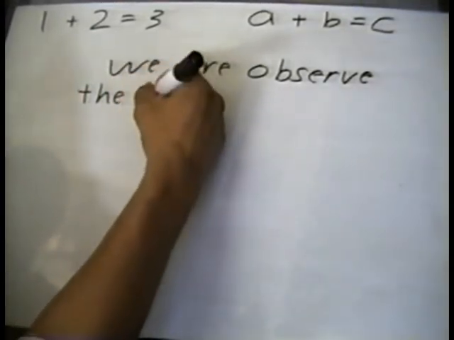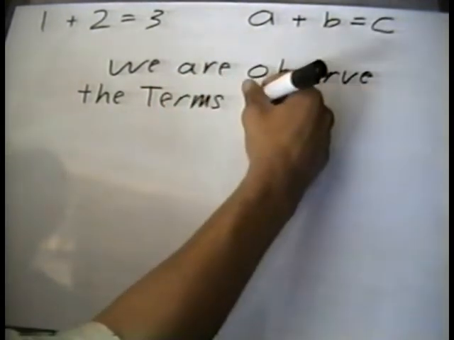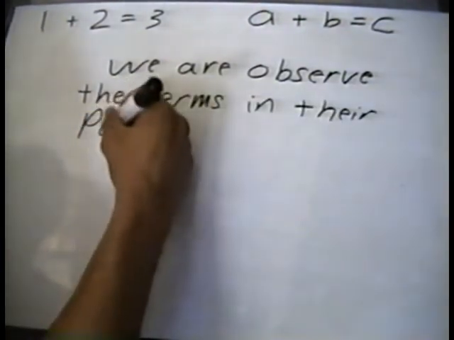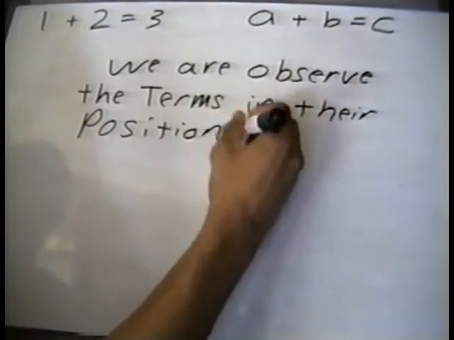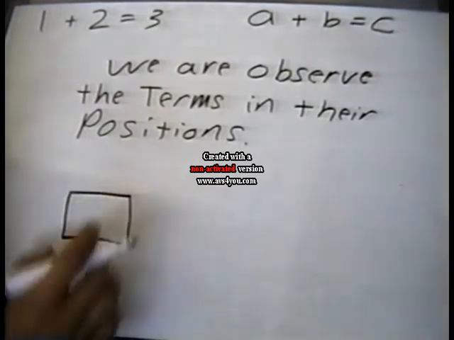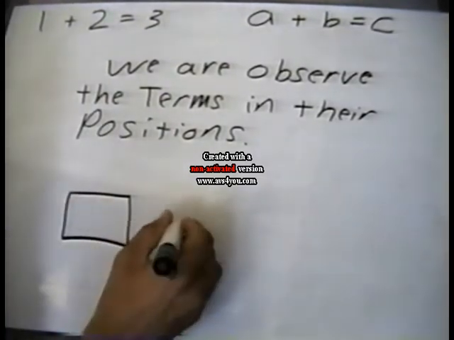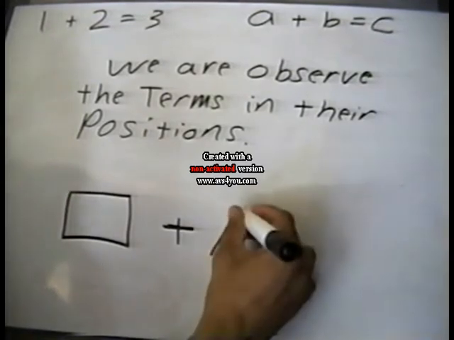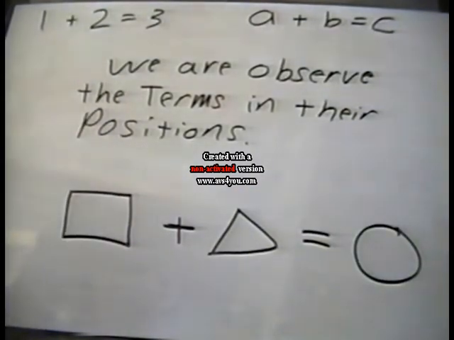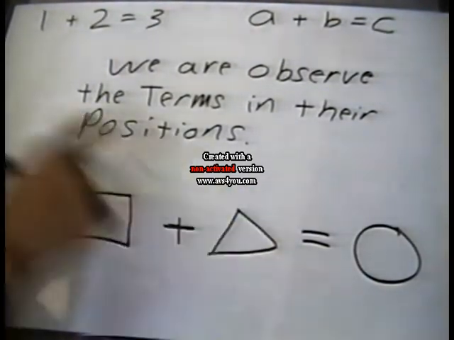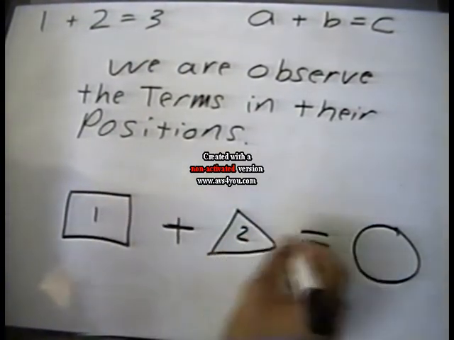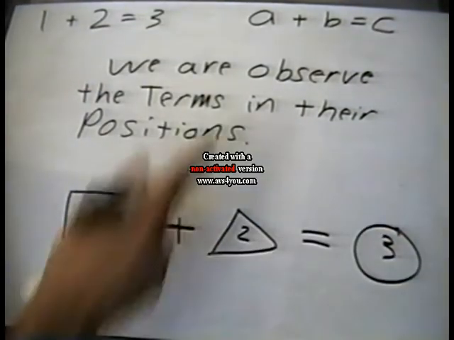So we're going to observe the numbers in their positions, or the terms in their positions. Okay, meaning we have something that we write that's a term. We're going to add another term, and then that's going to equal something. It's going to give us our result. This is what I mean by the positions.